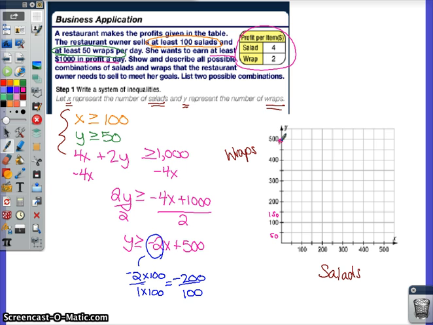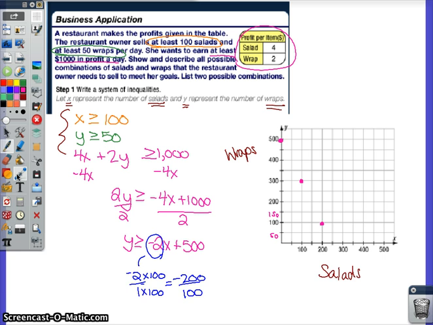It's going to be really hard for me to count negative 2 on this, so instead I'm going to move negative 200 and then 100. So I'm going down 200 over 100. Going down 200 over 100. All right, perfect. I'm going to connect these points.